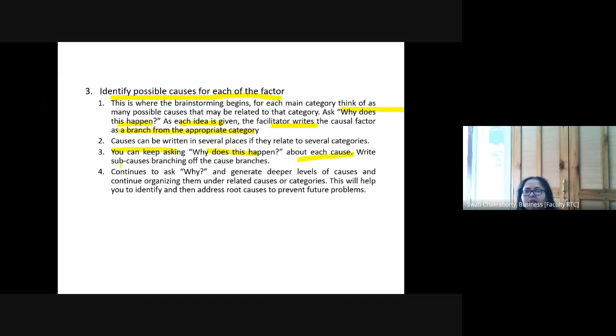So write down all these sub causes which branch off from the main factor or main cause, and continue to ask why, to go deeper and generate deeper levels of causes. You can continue organizing them under different related causes and categories, which will help you to identify and then address the root causes for preventing future problems.